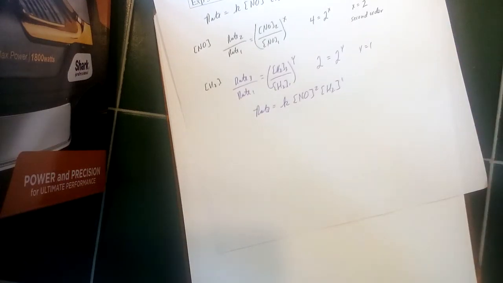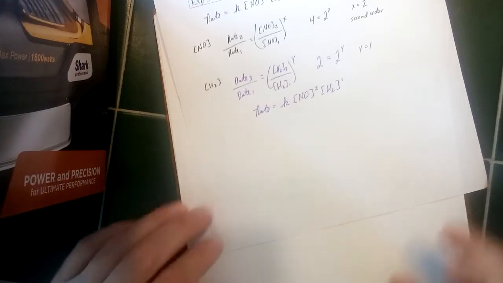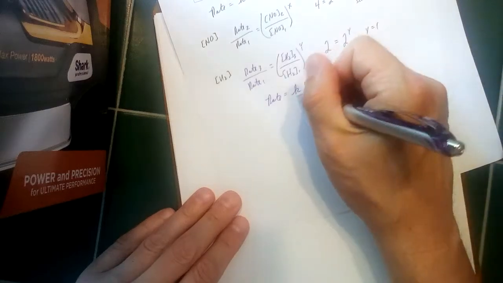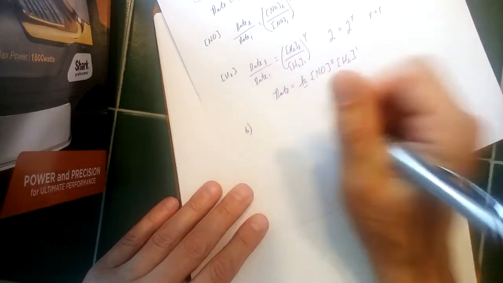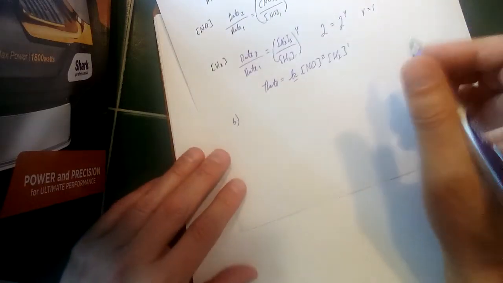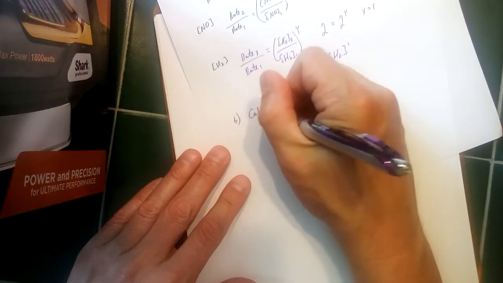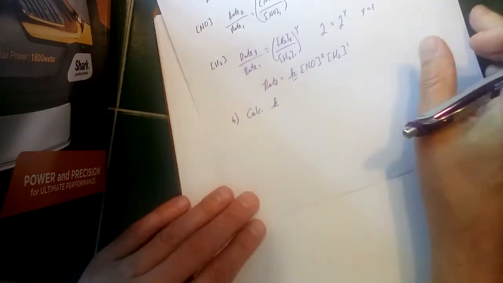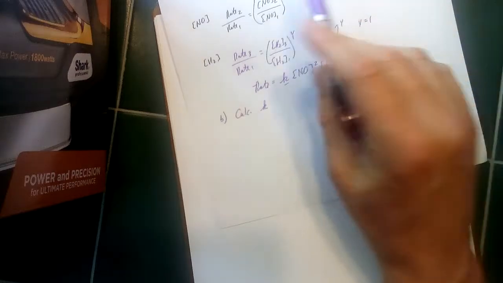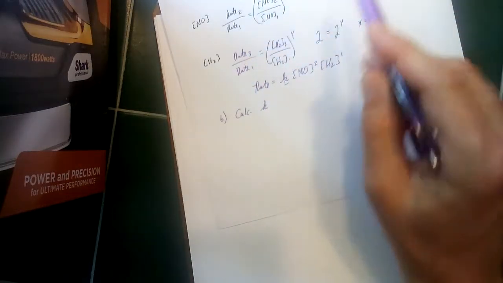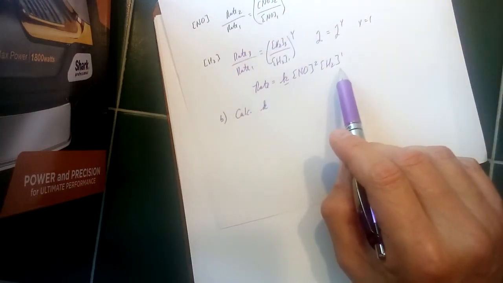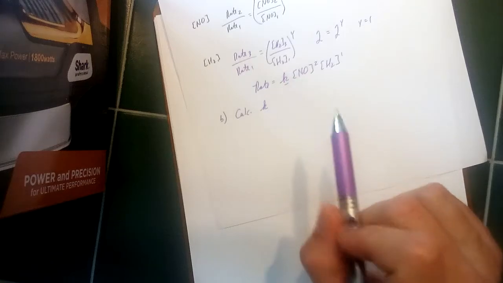Now, what's very common for this type of problem is a second part to the problem, and that would be to determine the value of K. So let's add that in here. Part B, if you will, of the problem would be calculate K. Now, we could calculate K because we have data up here for every component of this reaction except K.